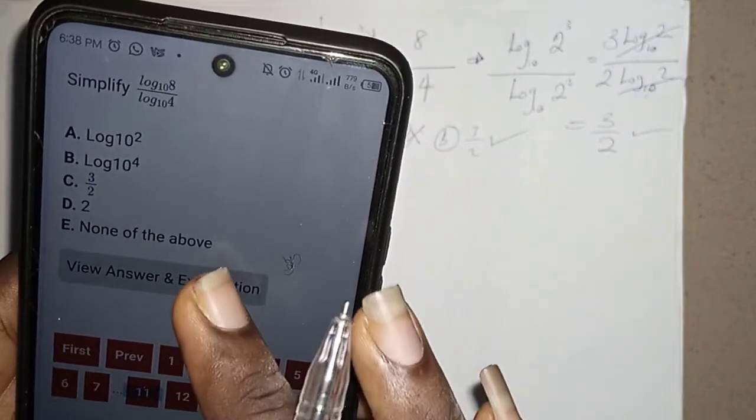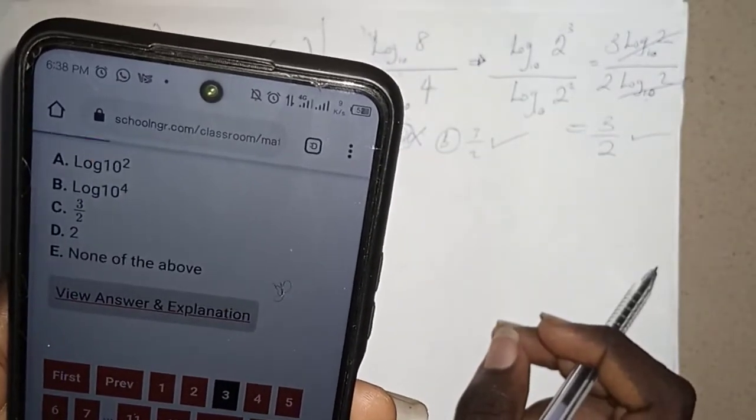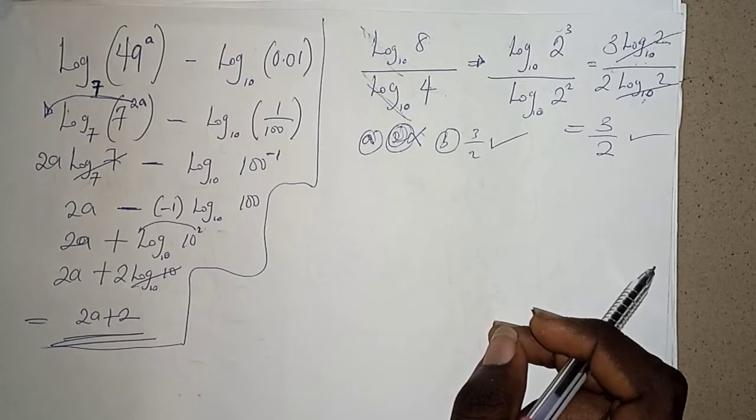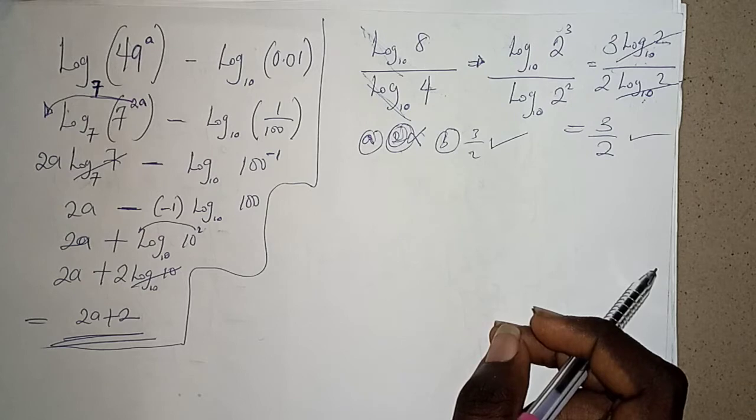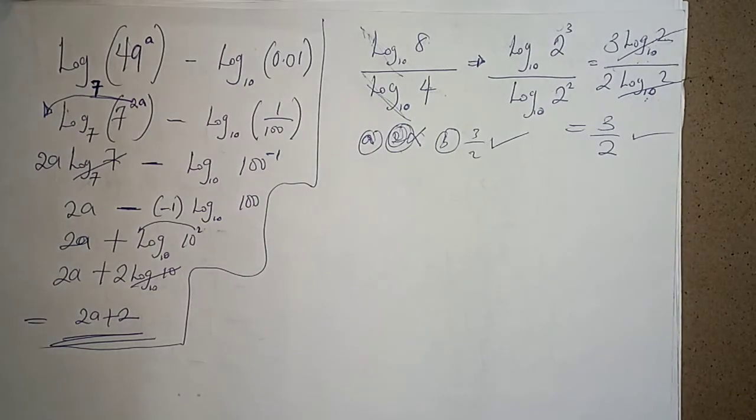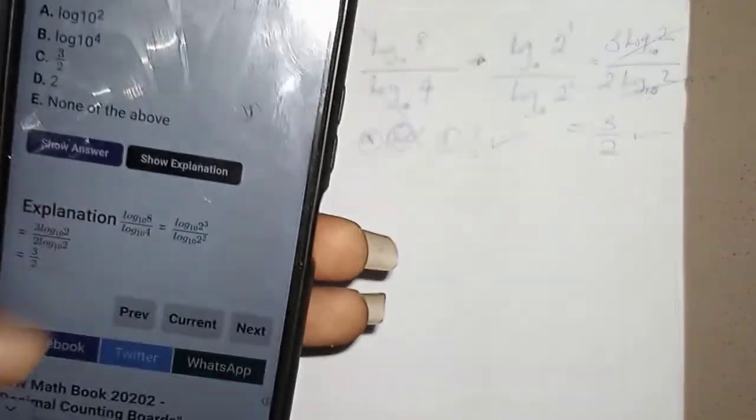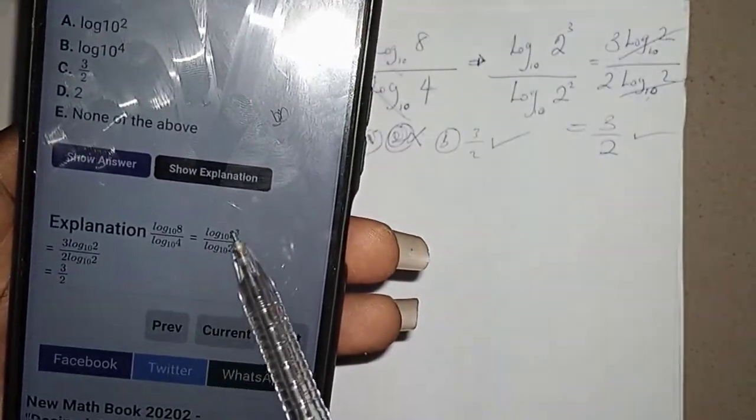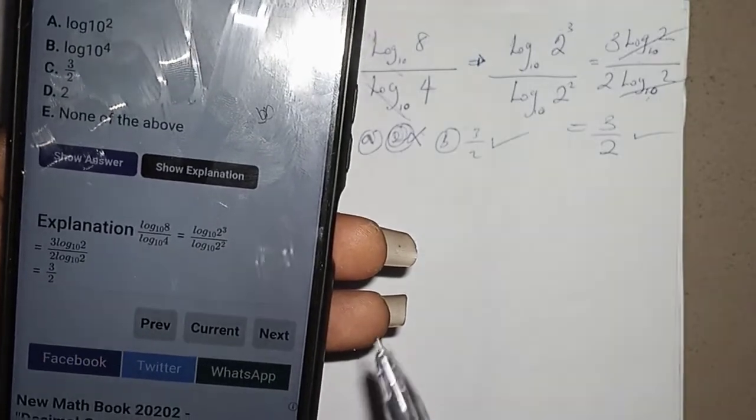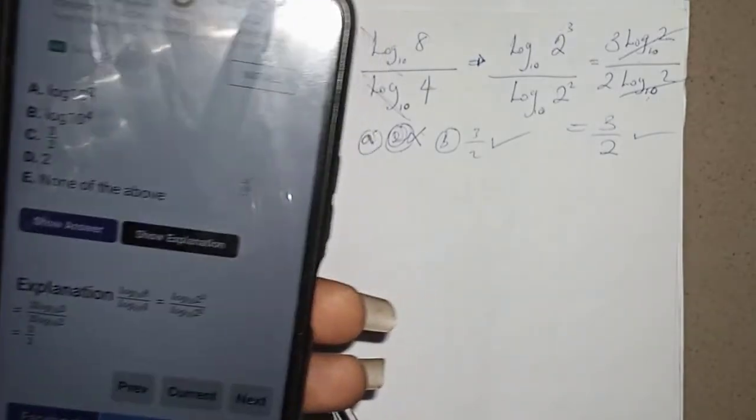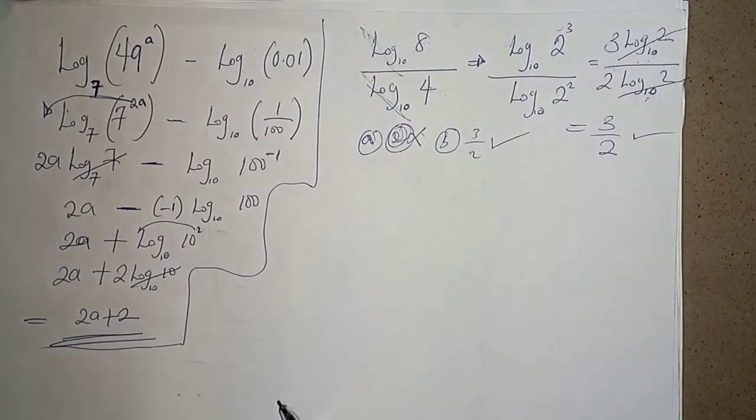So let's try to view the explanation to check what is the correct answer, whether it is 2 or 3 over 2. So the correct answer I have here now is, as you can see, what we have here now is 2 to the power of 3, 2 to the power of 2, then you have 3 over 2. So the correct answer is C for that question. So do you understand now? So that's how it works.